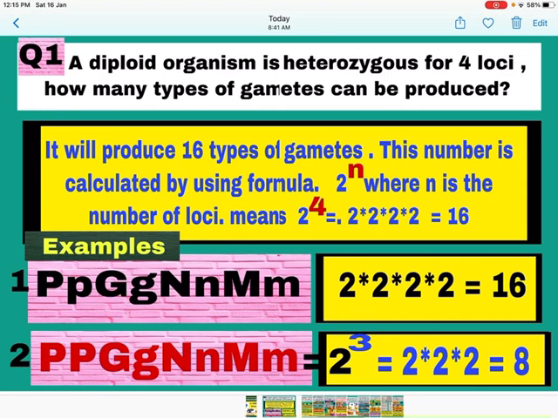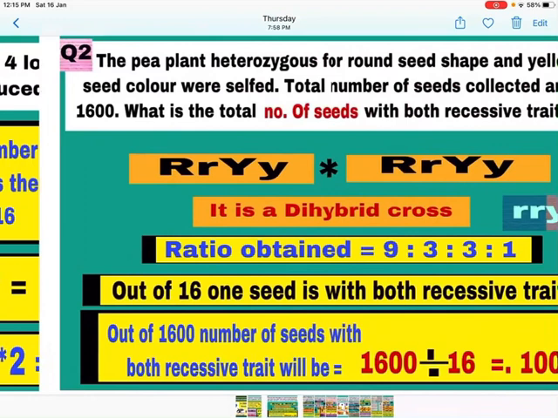See the example, point number 1. 4 genes are shown and all are heterozygous. P, G, N and M all are heterozygous. So the answer is 16. Here 16 different types of gametes will be formed. Second, see, there are 4 genes but out of 4, 3 are heterozygous. G, N and M are heterozygous while P is homozygous. So types of gametes formed will be 2 raised to the power 3. It is 8. So that's how you can calculate the different types of gametes formed by an organism.